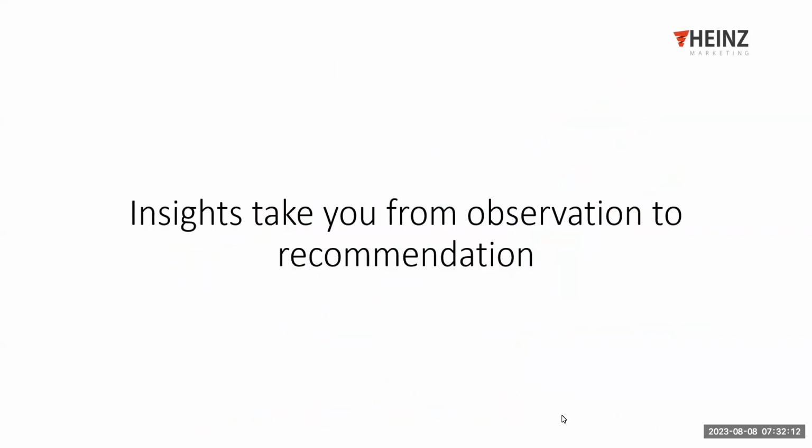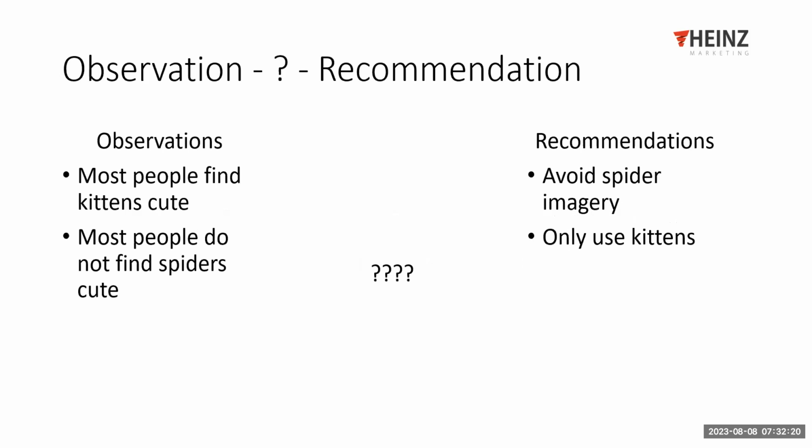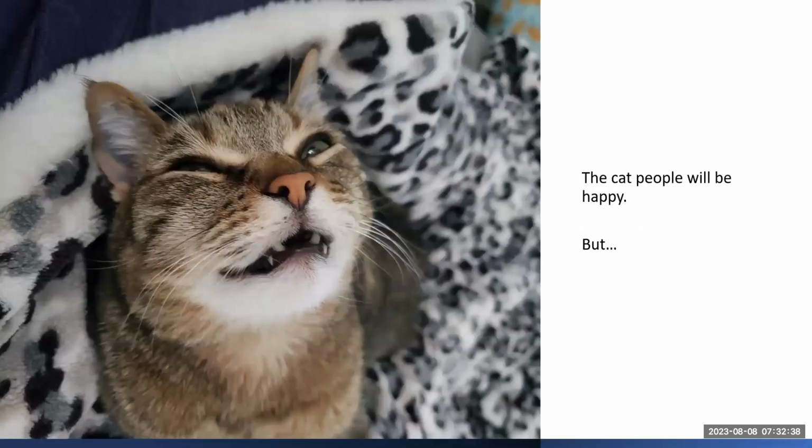However, where I like to really seek the definition is that an insight takes you from an observation to a recommendation. Now, without it, this is what it would look like. Most people find kittens cute. Most people do not find spiders cute. We should all know this. These are pretty straightforward observations here. But without any middle part that tells us why we think that might be, our recommendations could be just to wholesale avoid spider imagery and only use kittens.